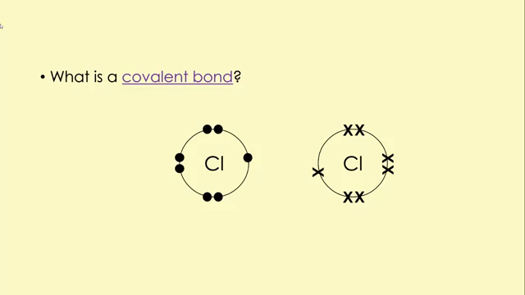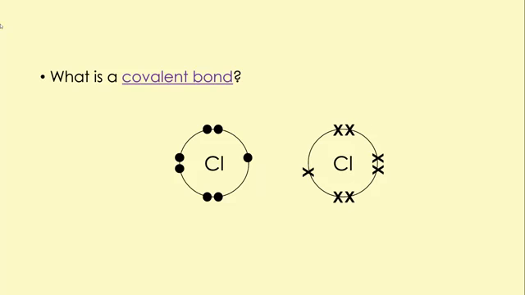Just to recap what a covalent bond is: a covalent bond is a pair of shared electrons. Here's chlorine as an example. Each chlorine atom has got 7 electrons in the outer shell. Remember, they want to get a full outer shell, so each one wants to gain 1. Because they both want to gain, they have to share to get this.